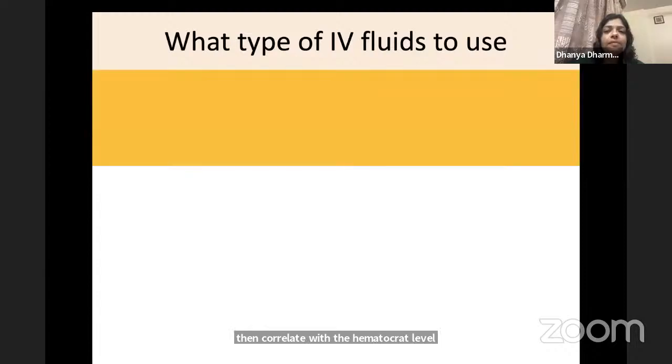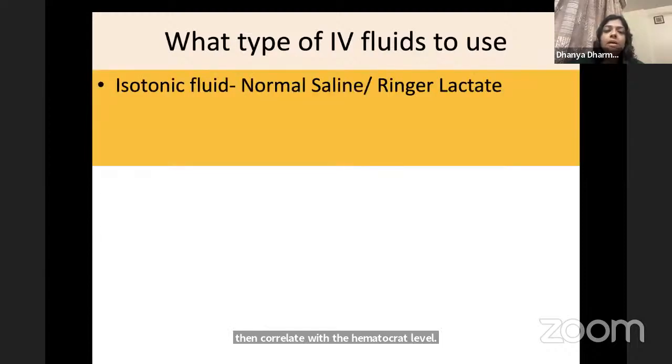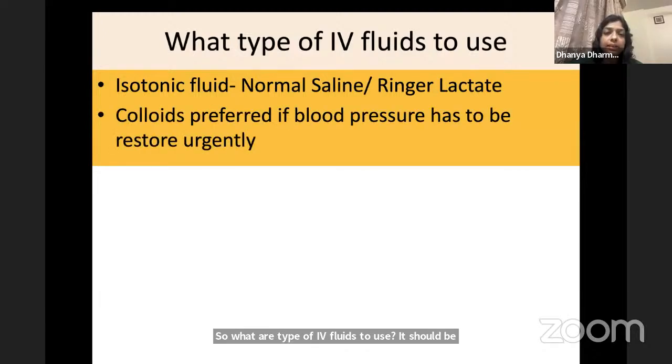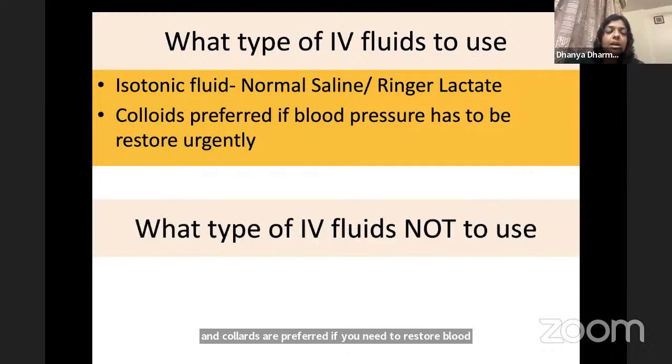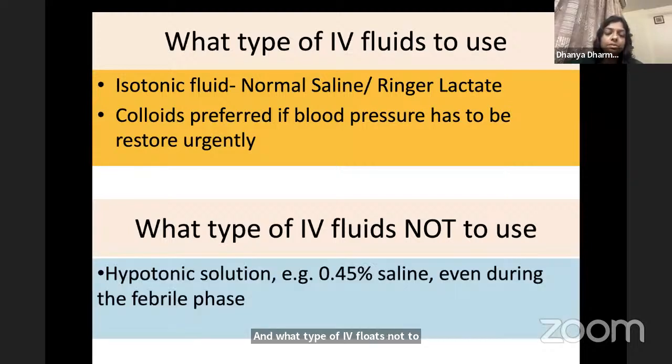So what type of IV fluids to use? It should be isotonic fluid. It can be normal saline or Ringer lactate. And colloids are preferred if you need to restore blood pressure very urgently. And the type of IV fluids not to use are hypotonic solutions, that is 0.45%, even during the febrile phase, because it has been found to cause fluid overload.